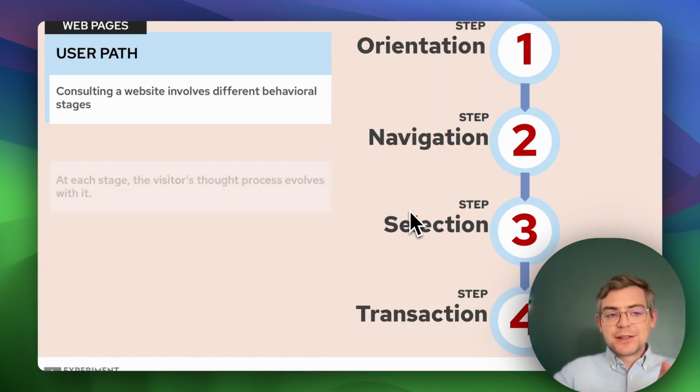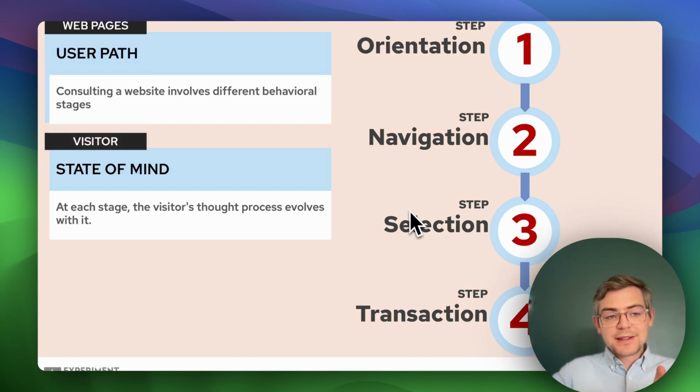So linked to this user path, you've got different states of mind. At each stage, so orientation, navigation, selection, and transaction, the visitor's thought process evolves. And what I mean is when you land on a website, you're not going to buy straight away. You land on a website, you are on the orientation phase. Your state of mind is, okay, I clicked on this ad, am I in the right place or not? And the navigation is, I want to navigate to a specific element, or I want to browse for another thing.